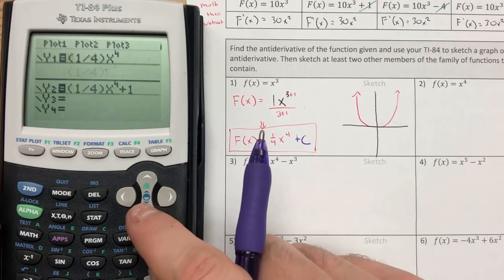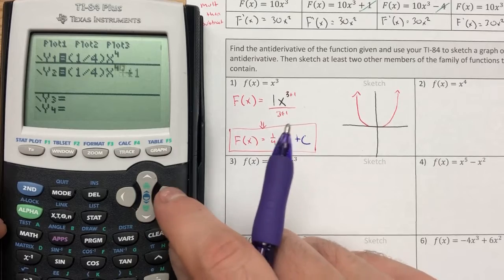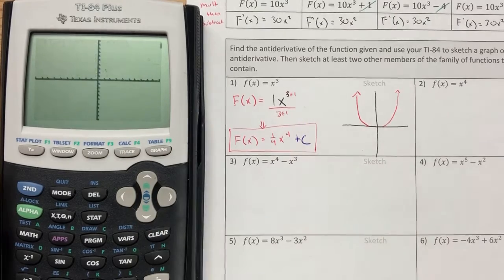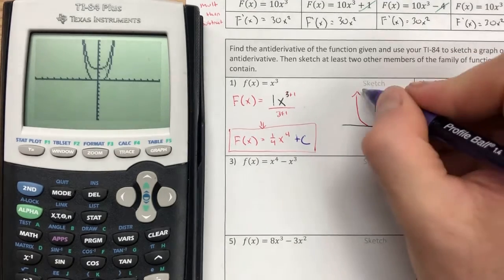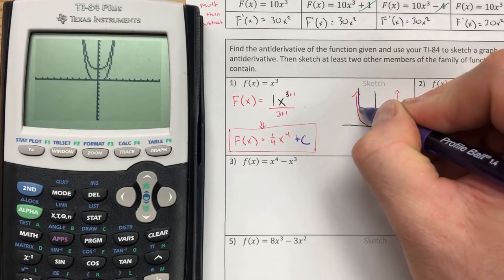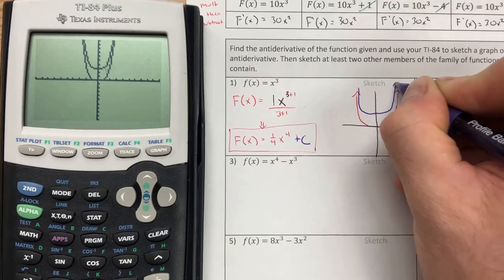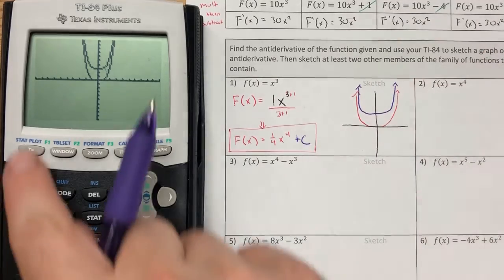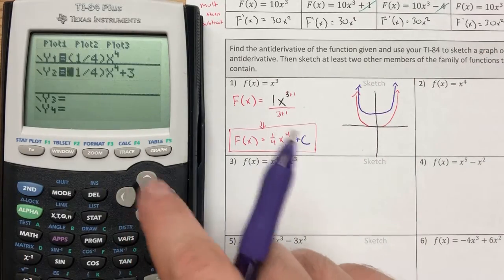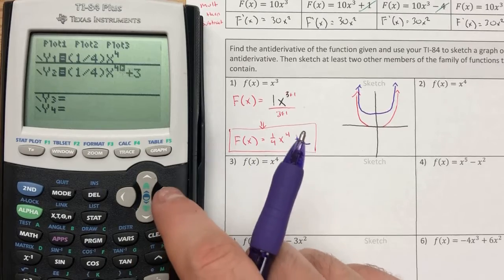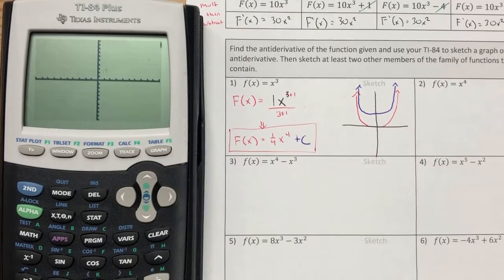I could say, how about plus 3? I get my original graph plus 3. And we notice that the moved graph can be moved up. Or what we could do is say, how about instead of adding, minus 3? And so the graph could be moved straight down.